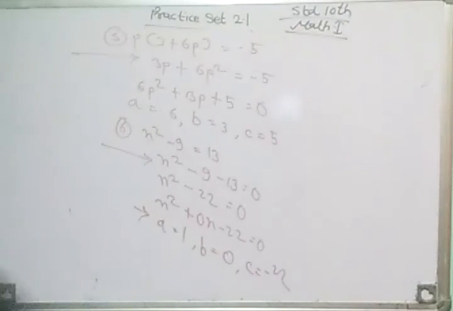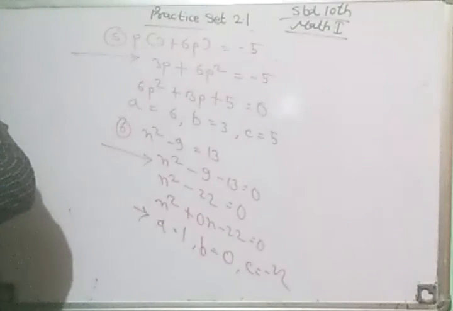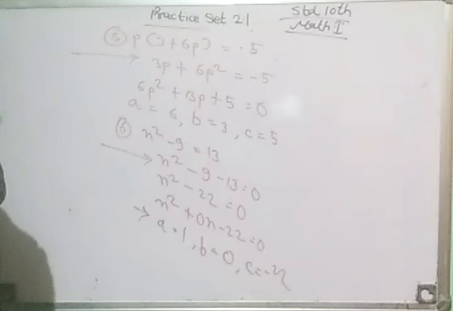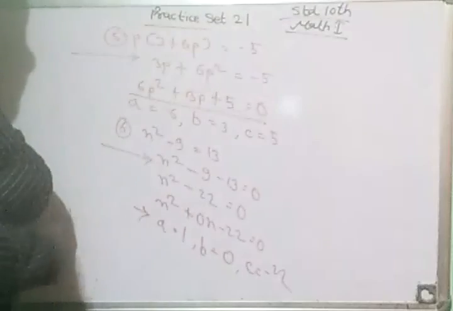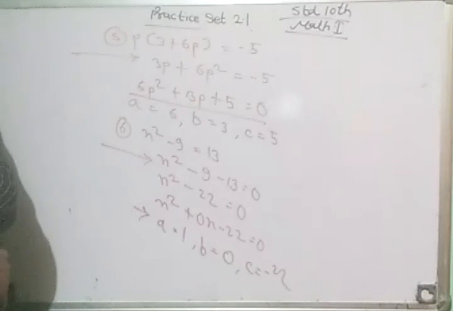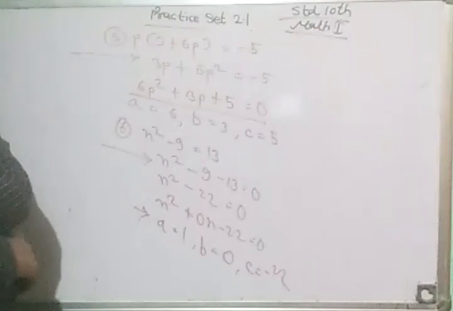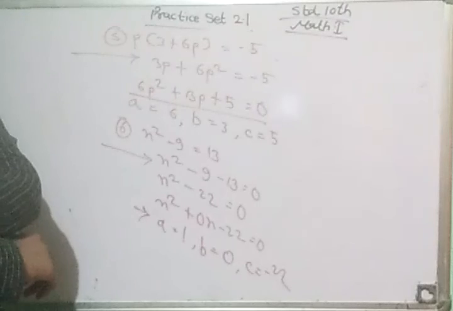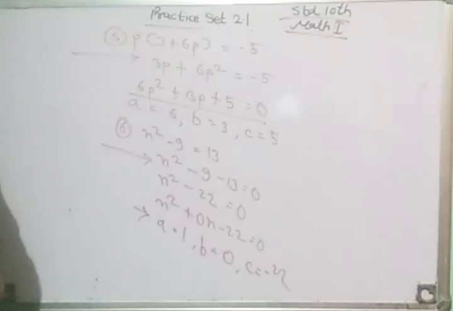Friends, the meaning of standard form is ax square plus bx plus c is equal to 0, like this: 6p square plus 3p plus 5 is equal to 0. Friends, when we write the values of a, b, c, the value of a is the coefficient of the first term, the value of b is the coefficient of the second term, the value of c is the coefficient of the third term.